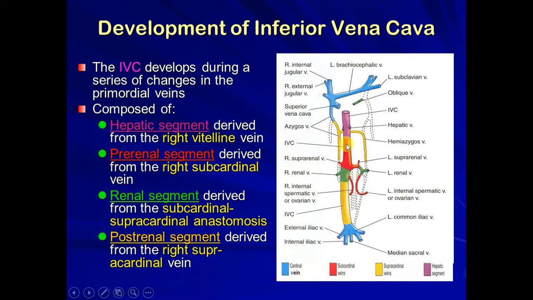So if we see the pre-renal segment, it's the right subcardinal veins that form the pre-renal segment. The renal segment is derived from the subcardinal-supracardinal anastomosis. It's the anastomosis between the two that forms the renal segment, and there is a post-renal segment we derive from the right supracardinal. Some say the sacrocardinal and some say the supracardinal, so there is controversy between the two. In most books, it is the supracardinal vein that forms the post-renal segment. So this diagram is also very useful in describing the development of the vena cava.